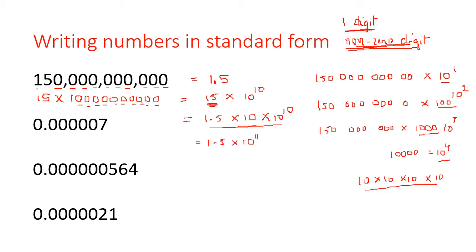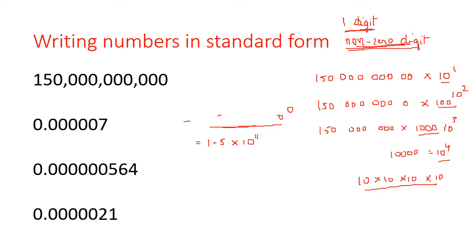So this is writing the number in the standard form. I hope you have understood it. Writing the numbers in the standard form. Now we'll try a shortcut trick to write the number. The shortcut trick is moving the decimal point.